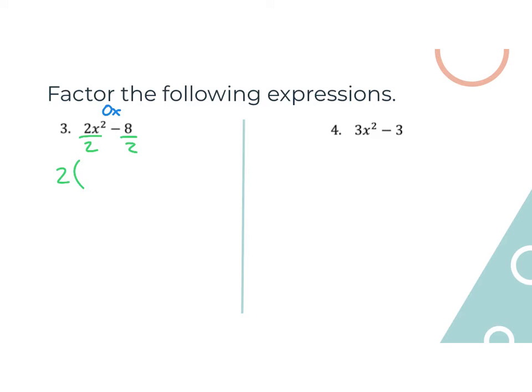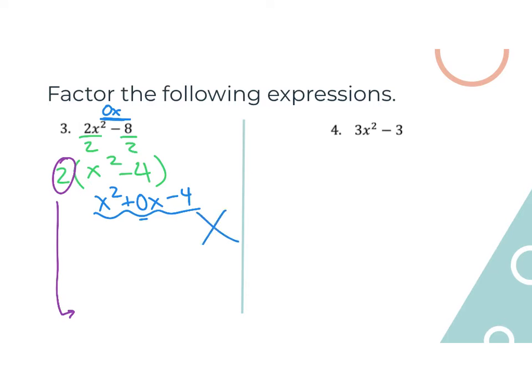When I pull the GCF out, I get 2 times the quantity x squared minus 4. That really is x squared plus 0x minus 4, because of that missing middle term. So again, you can fill that middle term in with a 0x. Don't forget that this 2 is part of your answer. It's going to be in your factored form at the end. But now we're just going to factor this trinomial. I've got a product of negative 4 and a sum of 0. A product of negative 4 and a sum of 0 is 2 and negative 2.